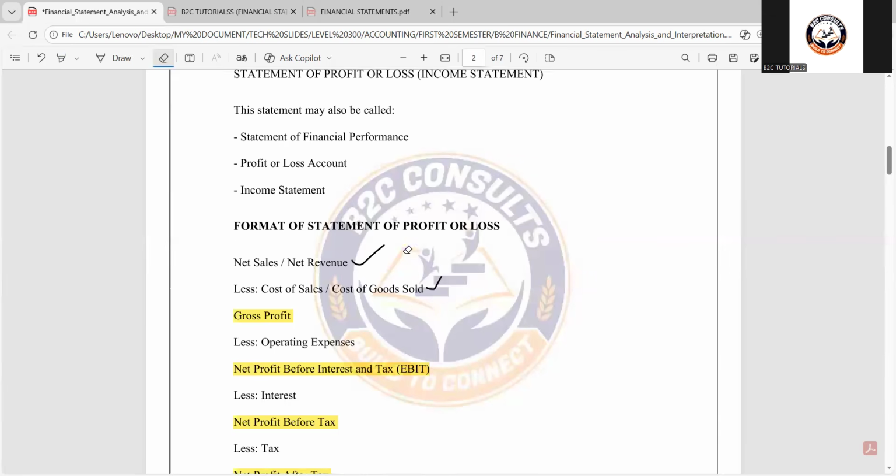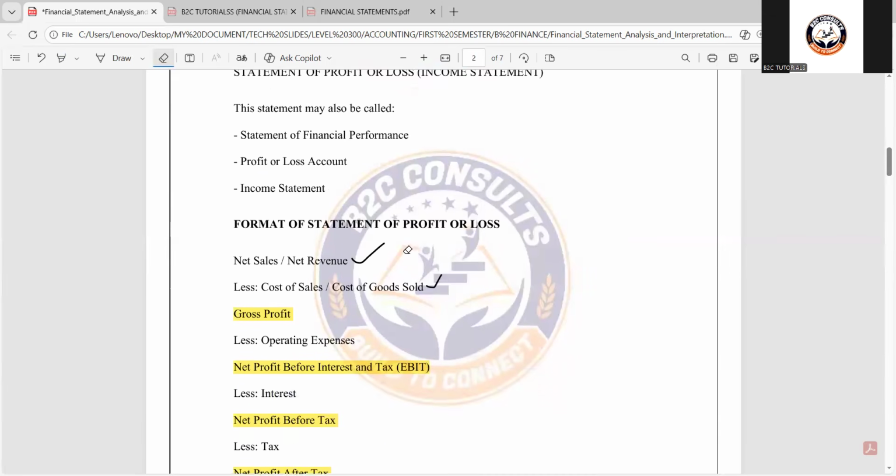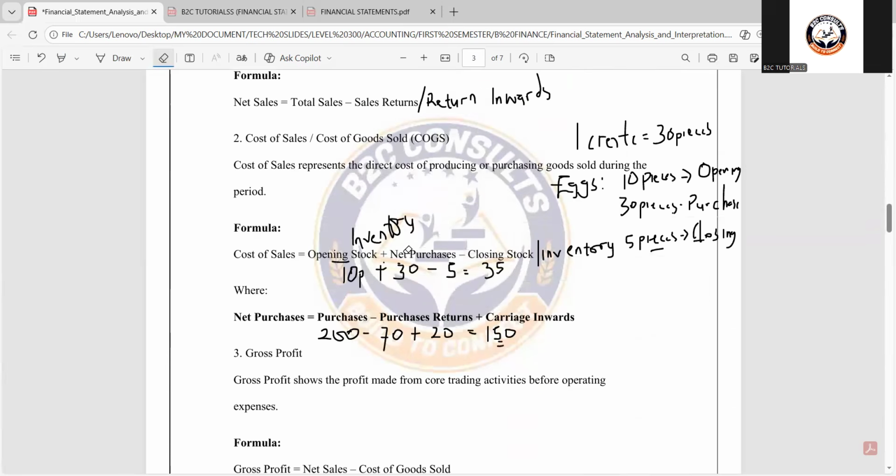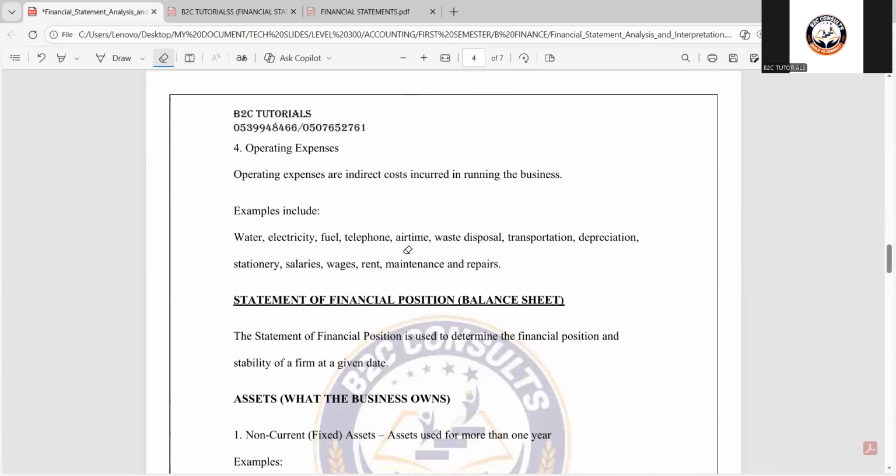Having discussed this, we want to discuss the next statement, which is the balance sheet. The balance sheet.